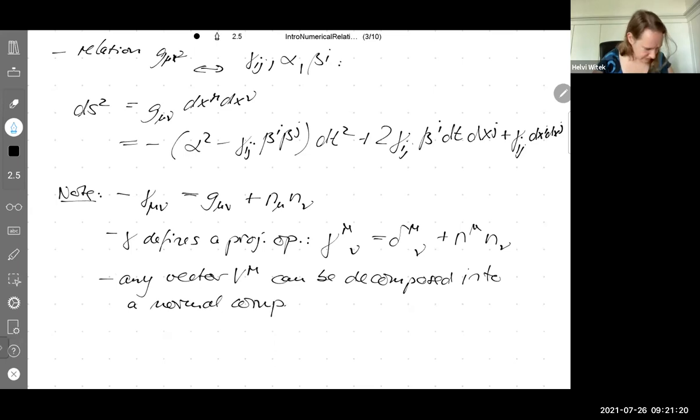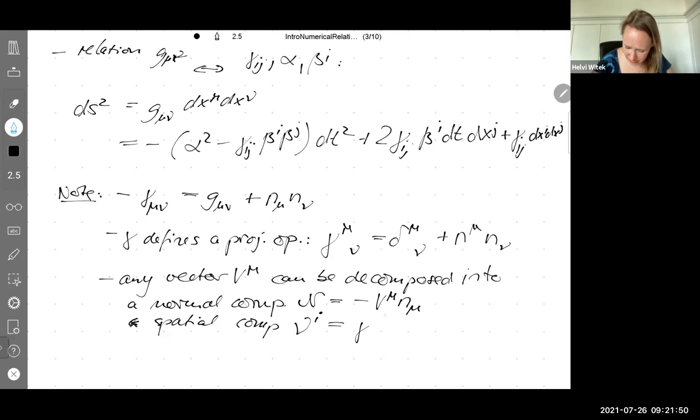Let me call this just n, the normal vector, contracted with our vector v^mu, coming with a minus sign because of our conventions. And then we can introduce the spatial components, let me call them v^i. They would precisely be constructed with this projection operator, gamma^i_mu, acting on our vector v^mu. That is, we can write our vector v^mu as this normal component times the normal vector n^mu plus this projected spatial component. For consistency, let me write it as a four-dimensional vector that is by construction orthogonal to the normal vector.